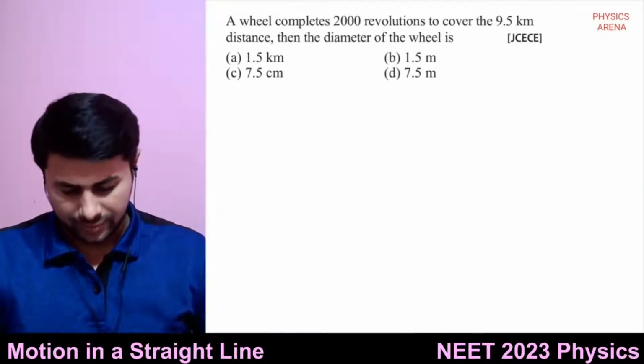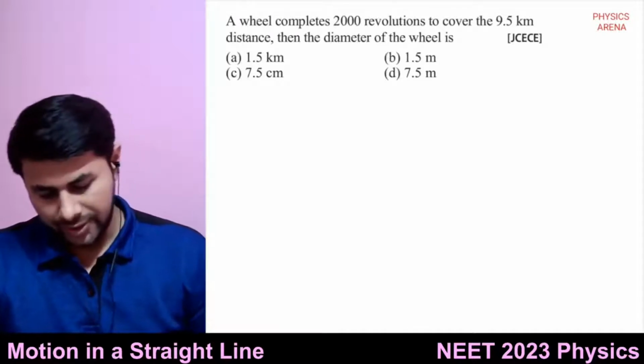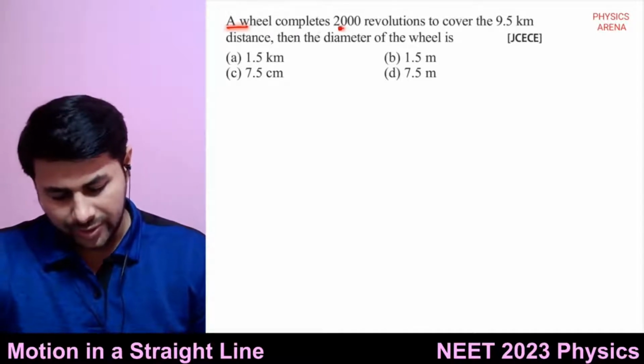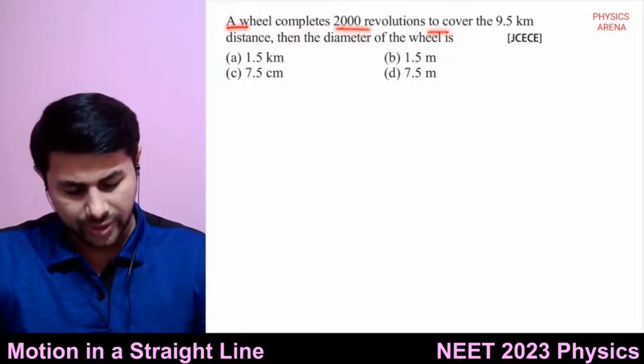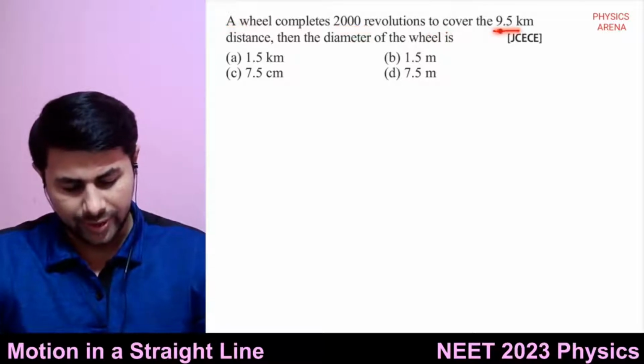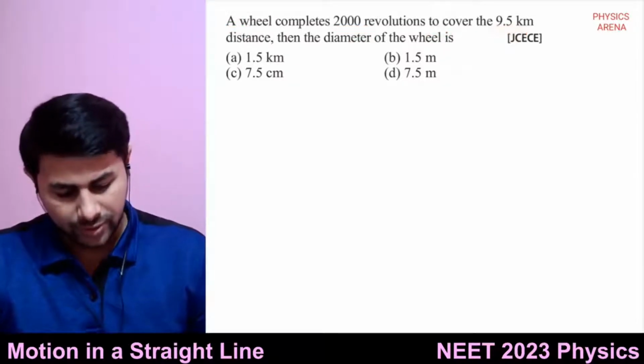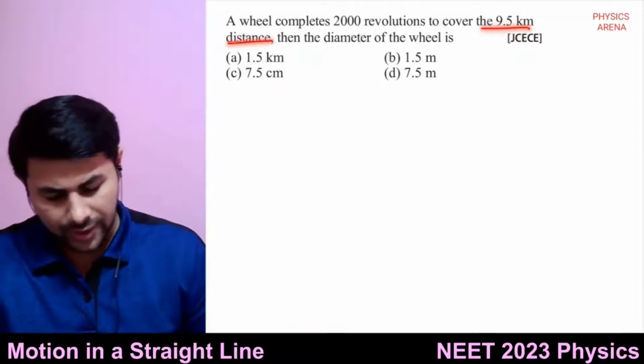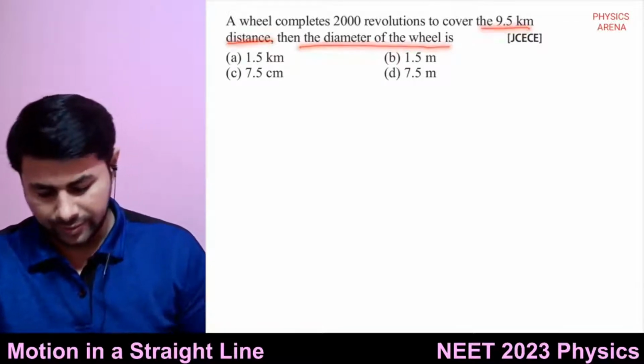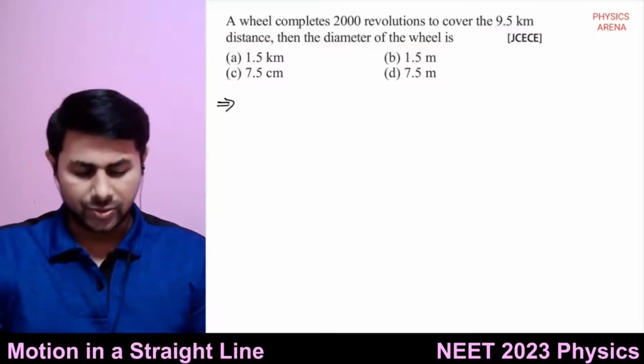Next question. So next question is, a wheel completes 2000 revolutions to cover the distance 9.5 kilometers. To cover the 9.5 kilometer distance, then the diameter of wheel is. So can you tell me how to solve this?